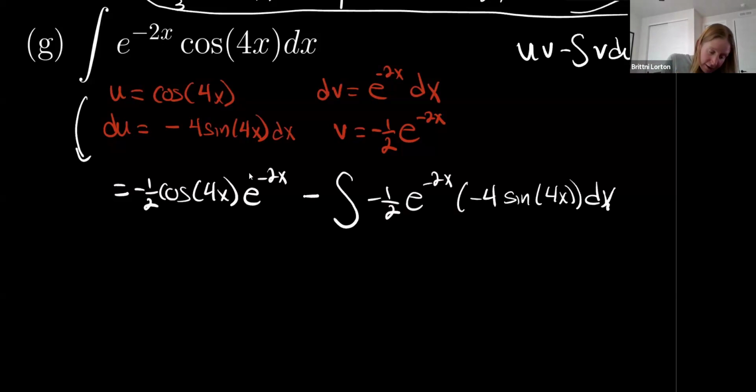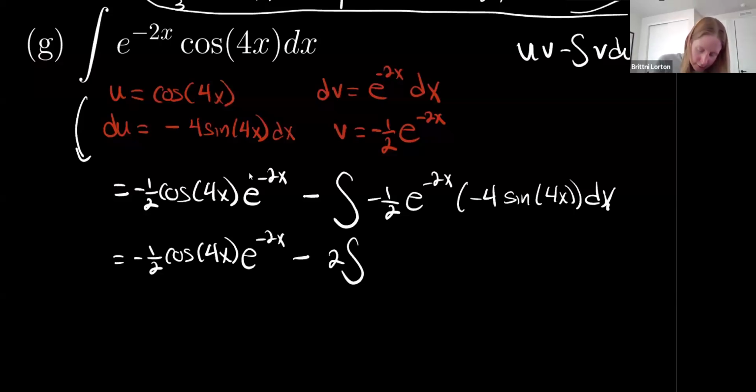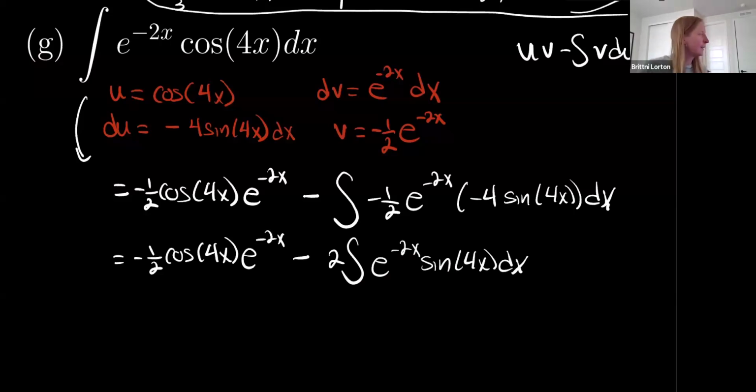And then simplify, make sure we simplify here. So this is negative 1/2 cosine of 4x e to the negative 2x minus 2 times the integral of e to the negative 2x times sine of 4x dx. Take your time, pause if you need to, think it through. This one's a hard one. I promise you, this one's kind of a tricky one.